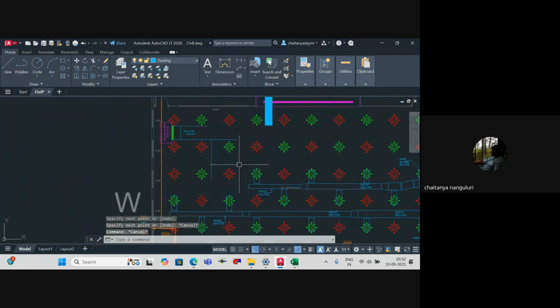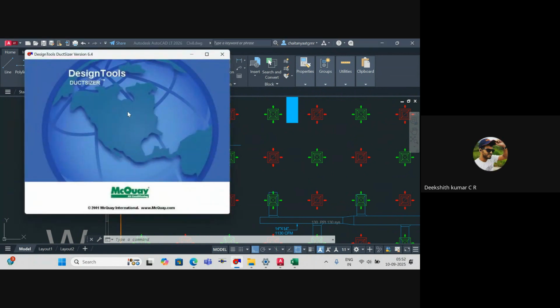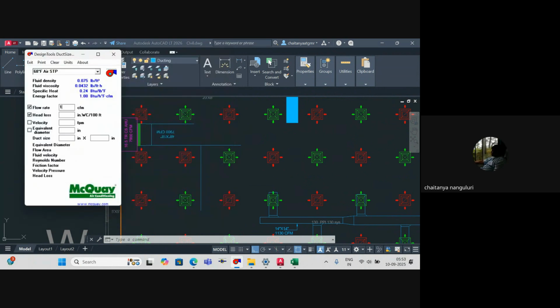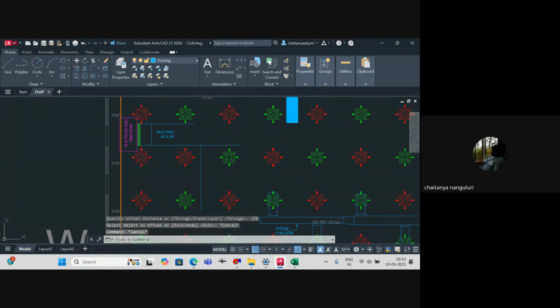Branch over here. So how much is one? Each branch is how much? 525 CFM, right? So 525 into 2 is how much? 1050 CFM. Yeah. So this is designed for 1050 CFM. Head loss is 0.1. And this is 18 inches. So that is 10 inches. Offset is in inches, right? So 10 inches.